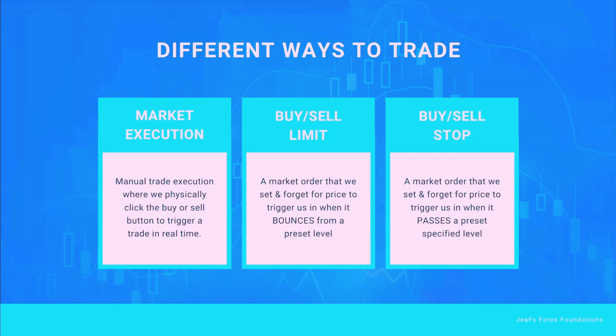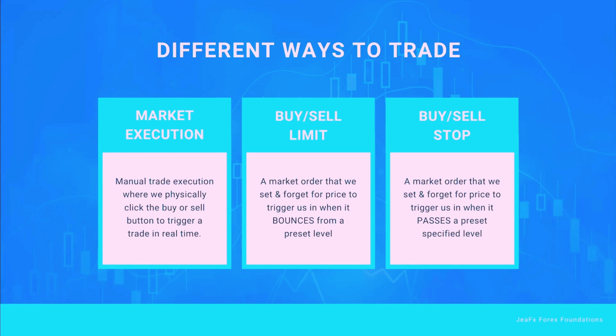So the other ways to trade are via pending orders. And there are two different types of pending order. There are buy and sell limits. This is a market order that we can set and forget, and price will trigger us into a trade when it bounces from a preset level. Now the other side is a buy or sell stop, and this is essentially the same. However, we are not looking for it to bounce, we are looking for price to pass through this level.